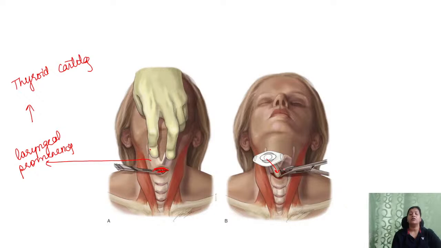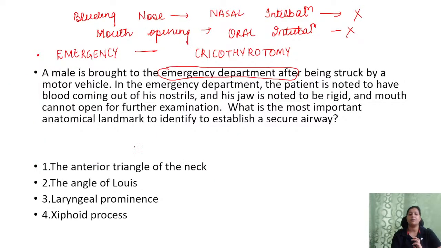Now, if I tell you angle of Louis, or suprasternal notch, or anterior triangle of neck, is that giving you a specific landmark to reach the cricothyroid membrane? No. But if I tell you to identify the laryngeal prominence and just go to the lower border of that prominence, will you be able to identify it very easily? Yes, that is why the laryngeal prominence is the most important landmark for cricothyrotomy.